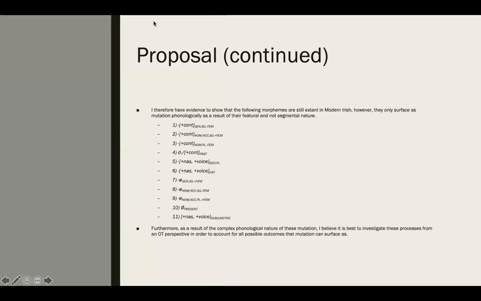For my proposal, I have proposed a set of morphemes that contain certain features that would cause mutation on the following segment. Particularly, morphemes that cause lenition will have a plus continuant feature. Those that cause eclipsis will have a plus nasal plus voice feature, and those that don't have any mutation will not have any features.